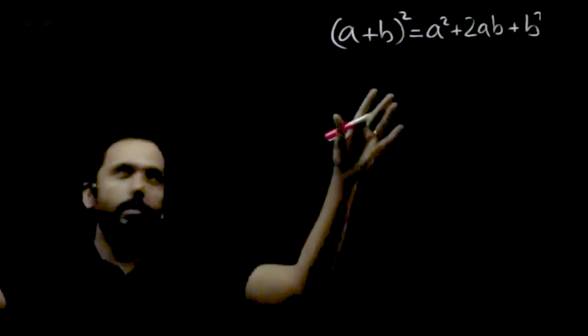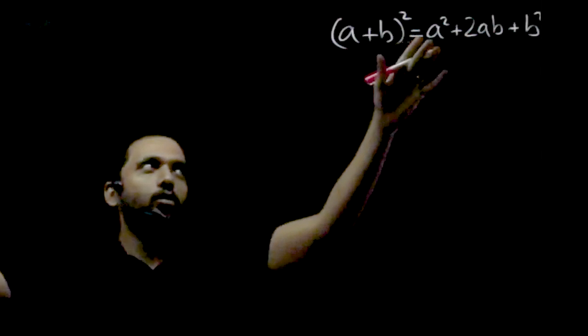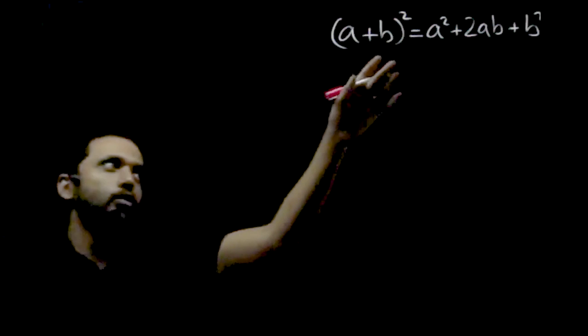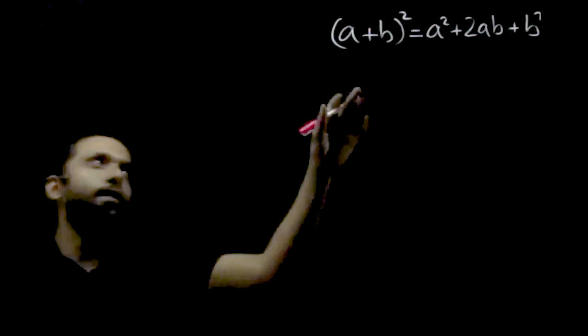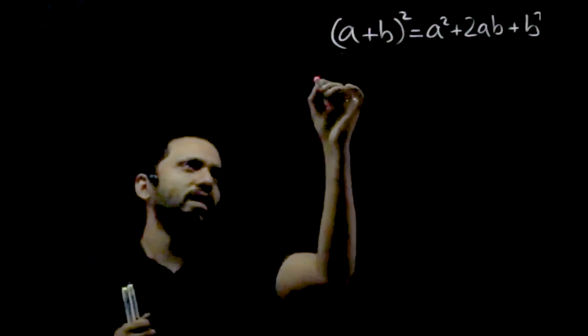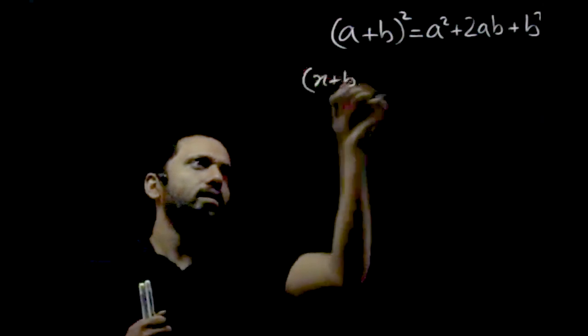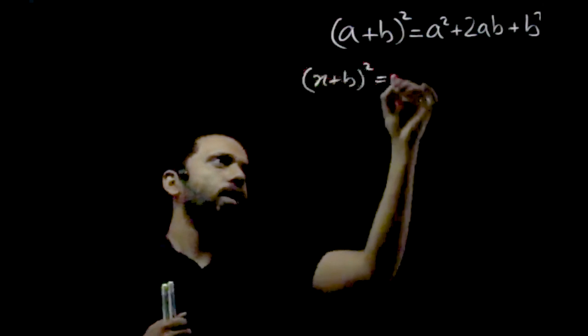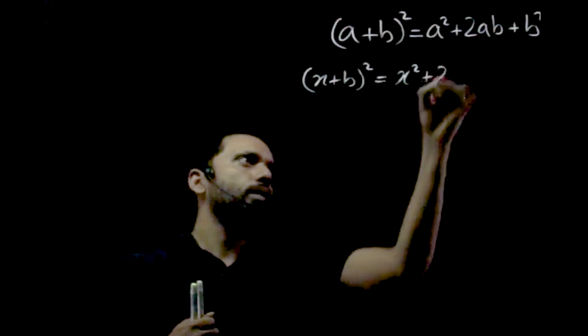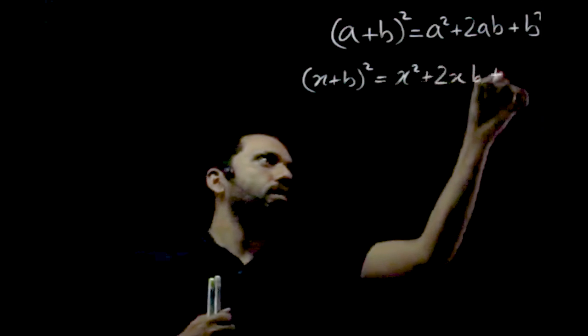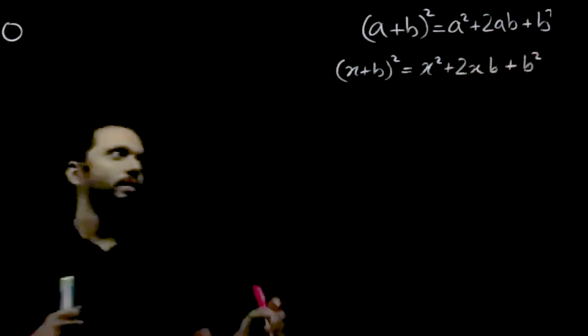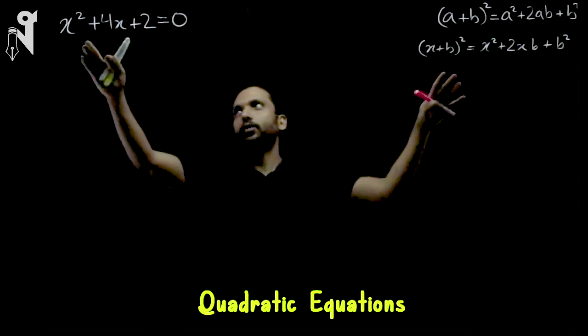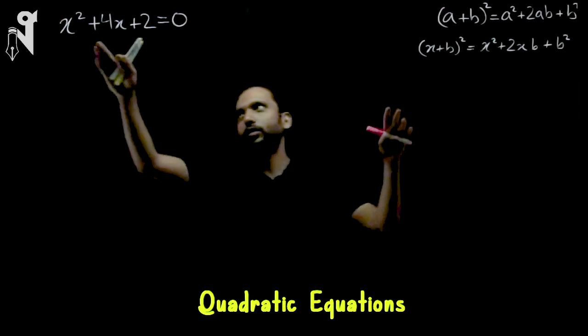So the first term, if you can see, is your a square here and x square there, which is very much alike. Meaning to say, if it was (x plus b) the whole square, this would have been x square plus 2xb plus b square. Now let me compare this one with the question in hand. So this is your formula and that's the question in hand.